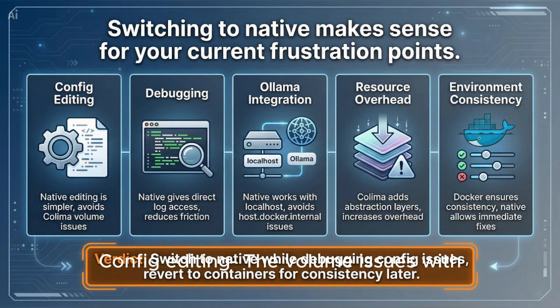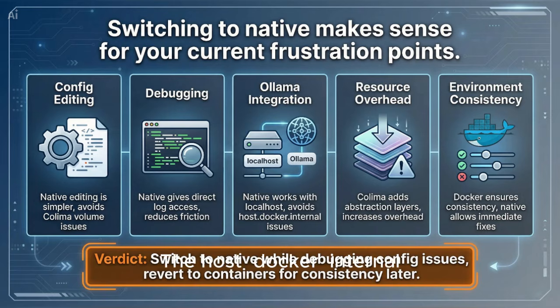Config editing, the volume issues with Colima are notoriously finicky on macOS. Native editing means you can just vim the file and be done. No more "why isn't my change showing up" moments. Debugging, having to Docker exec into containers to see logs, adds mental friction. Native gives you direct access to logs, which is huge when you're actively developing and troubleshooting.